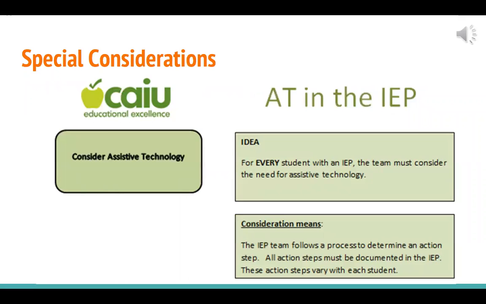According to the law, IDEA states that for every student with an IEP, the team must consider the need for assistive technology. In this situation, consideration means that the IEP team has followed a process to determine whether an action step is required. All action steps must be documented in the IEP, and these steps are going to be different for each student. Every team needs to be talking about and thinking about whether the student receiving the IEP requires assistive technology.